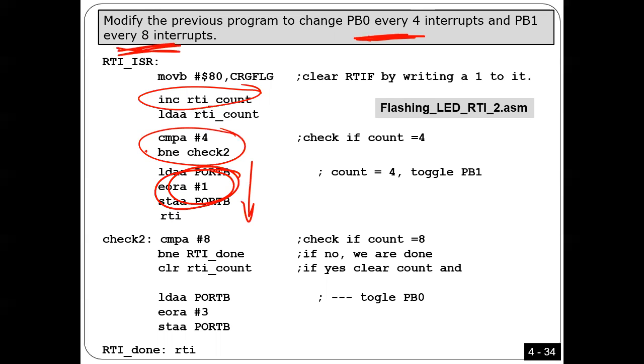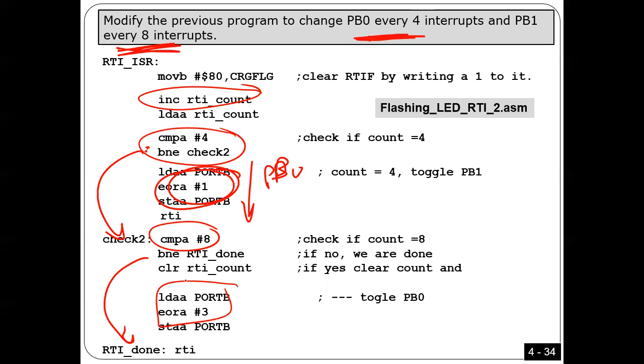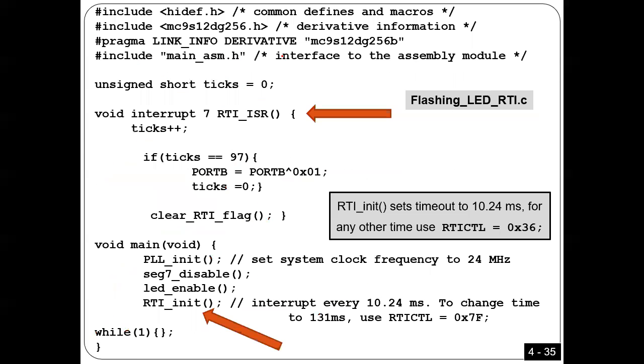So here, if it is 4, I'm going to flip BB0. And if it is not 4, I'm going to compare it with 8. If it is not 8, just leave. So it's not 4, it's not 8, just leave. If it is 8, in this case, I have to flip both of them, BB0 and BB1. Is that okay? Anyway, I think it's very simple. This way, I can flip one LED every 4 interrupts, which means every half a second, and the other one every 1 second. Any questions?